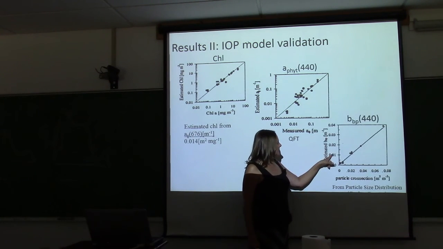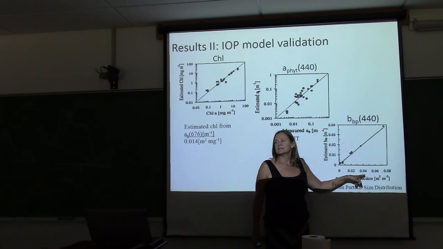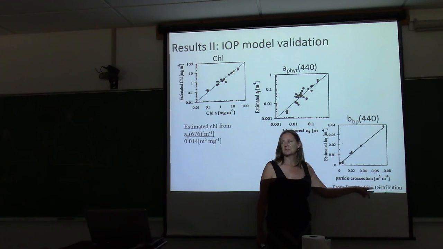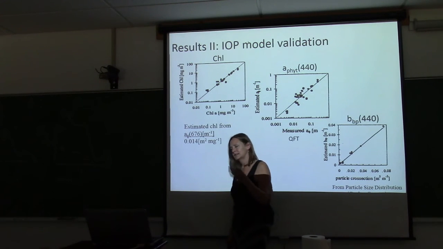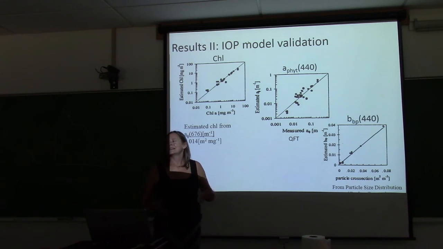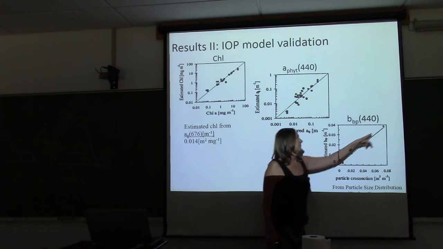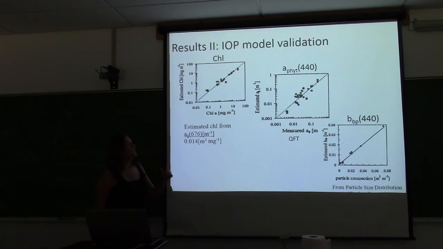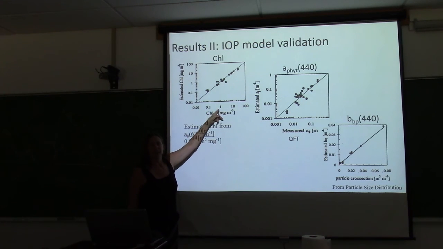Estimated backscattering coefficient at 440. We didn't have backscattering sensors back then, so I actually had to measure the particle size distribution in a Coulter counter and convert it to a particle cross-sectional area, multiply that by the concentration, and get some sense of what backscattering should be using efficiency factors. Not bad. So you're able to, with that model, recreate the shape of the reflectance spectrum and validate versus the IOPs.